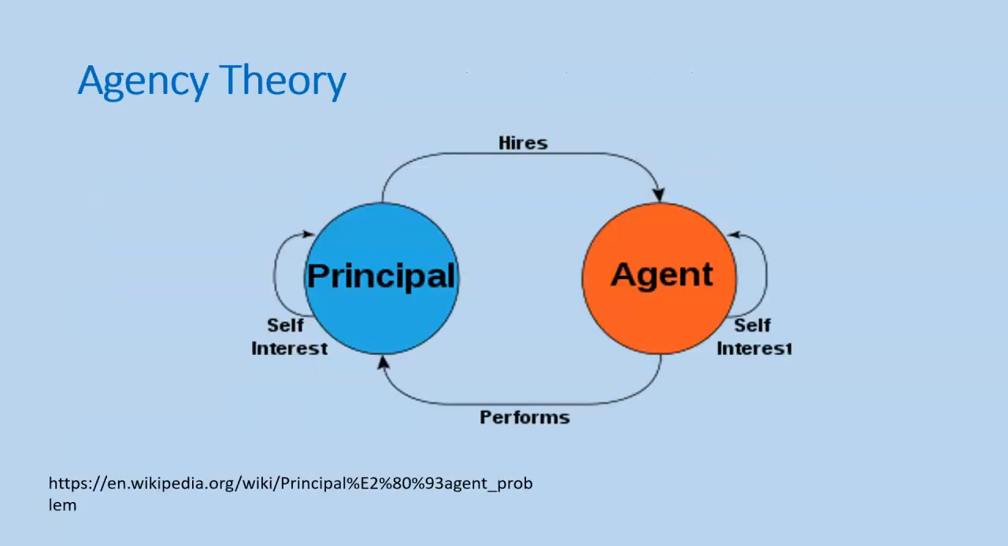This is agency theory, the model of agency theory. On one side, you will find principal leading towards agent, and principal has self-interest and agent has self-interest, and then there is a process of hiring and then performance. Now we will understand what these points are.